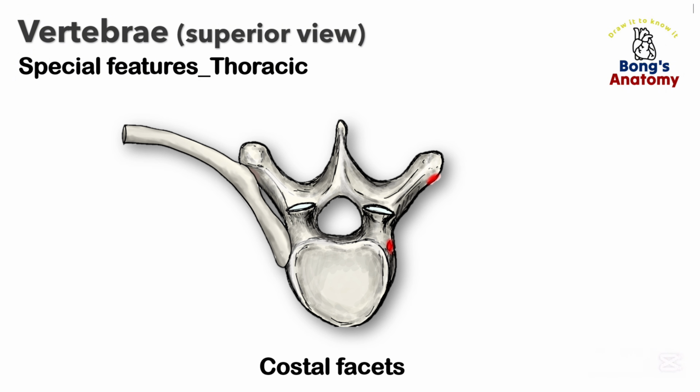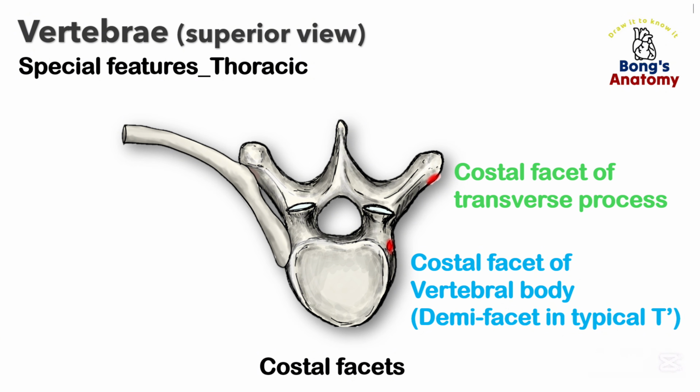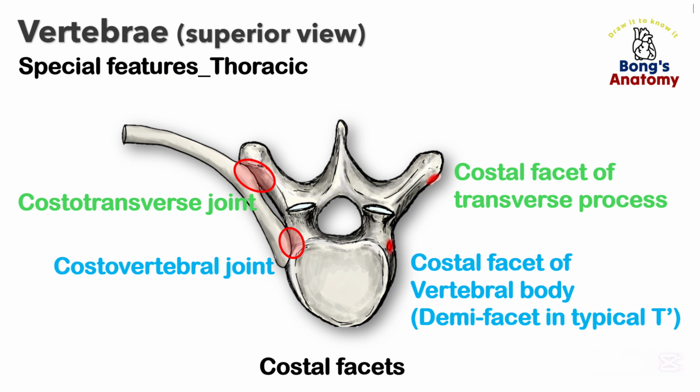Thoracic vertebrae are distinguished by costal facets that form joints with the ribs. These include facets on the vertebral body and transverse processes, which create the costovertebral and costotransverse joints essential for rib cage articulation and respiratory mechanics.